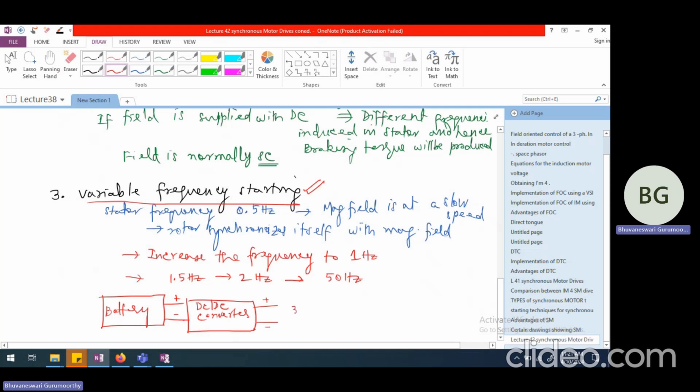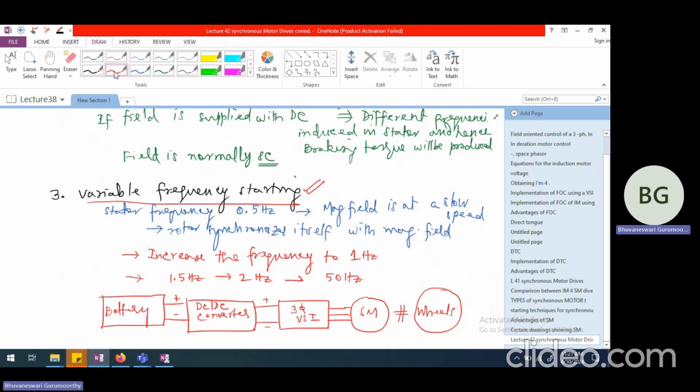So now this is the three-phase VSI. So this three-phase VSI is going to now give out the power output, and the three-phase power output is going to make the synchronous motor rotate. And this synchronous motor is coupled to the wheels of the electric vehicle. So this is how you are going to have the entire structure of the electric vehicle configuration normally. So invariably, you are going to have variable frequency starting even with the three-phase VSI that is present here. You are going to have variable frequency starting working very well for electric vehicles as well.